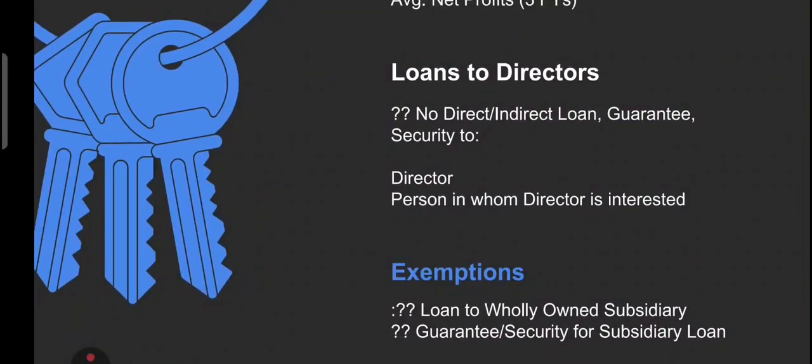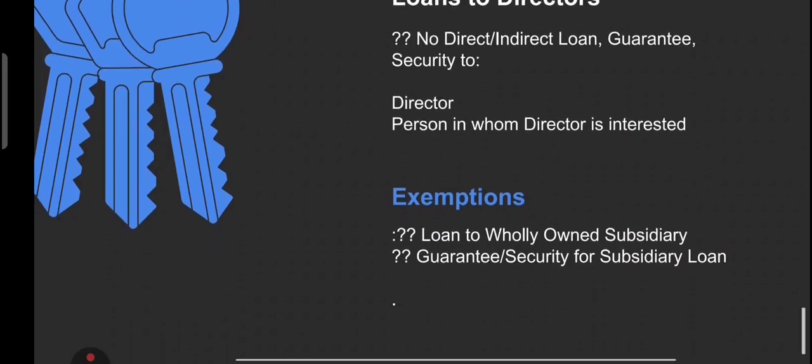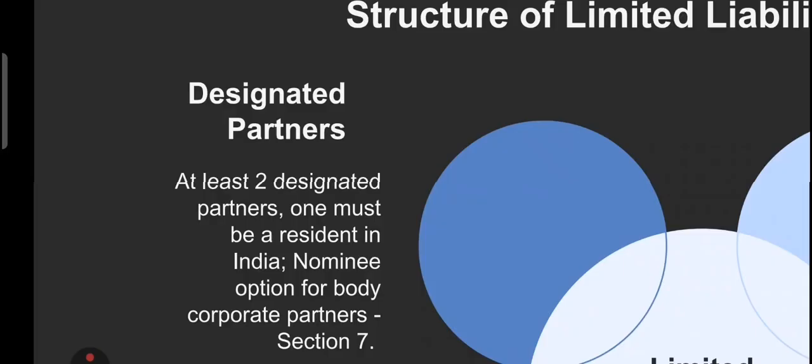No direct loan. Company cannot give loan, guarantee or security to their director, whether directly or indirectly. Exceptions are there where loans are allowed. An LLP must have at least 2 designated partners. Out of these 2, one must live in India, and if the partner is a company, a nominee must be appointed to act on its behalf. So first of all, key point, remember, 2 designated partners.